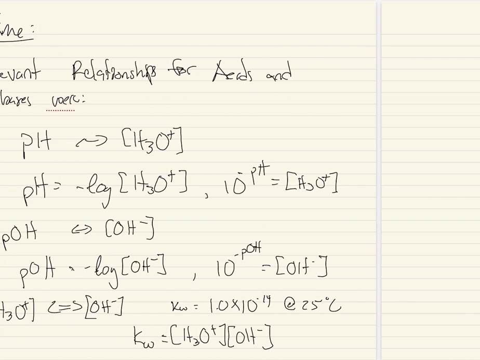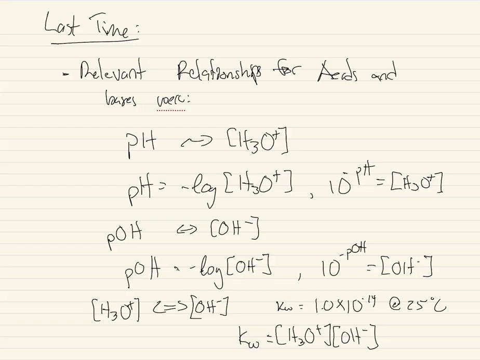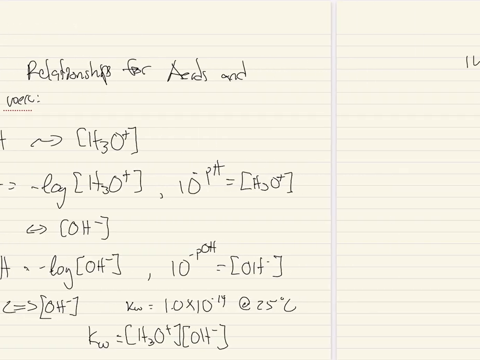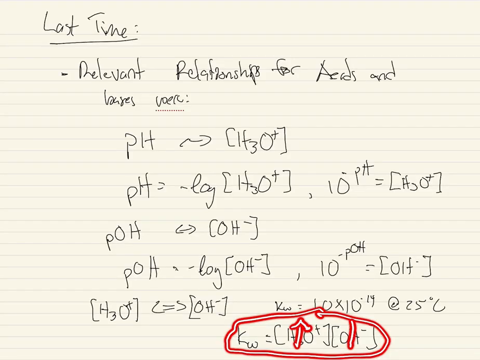And the important thing when we're looking at that is just this relationship right here, right? If the H3O plus concentration goes up, to keep Kw the same, OH minus has to go down, right? Which means we have an acidic solution. Whether you're looking at pH or pOH, those things are equivalent to each other.